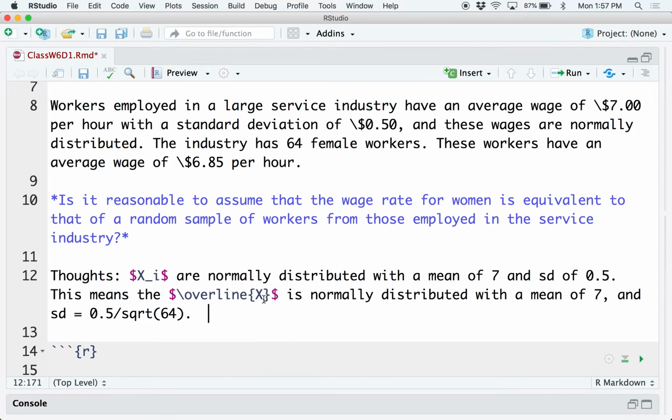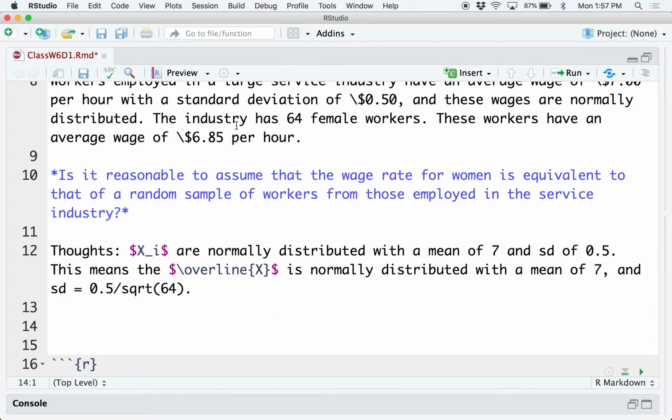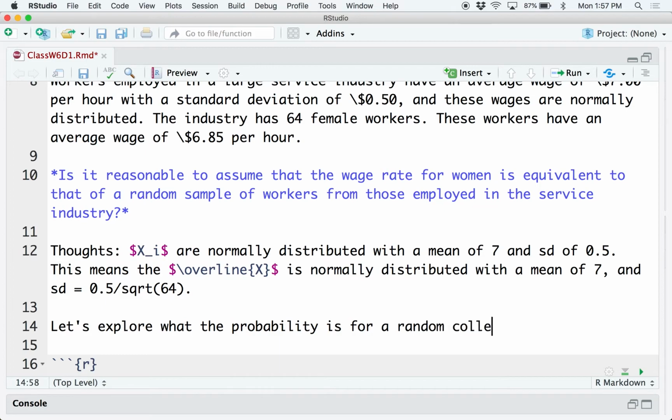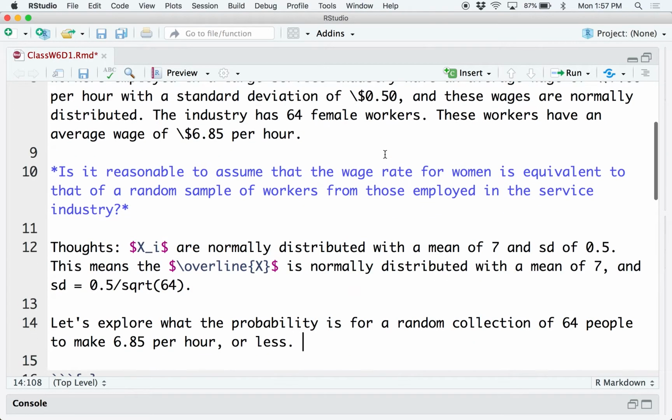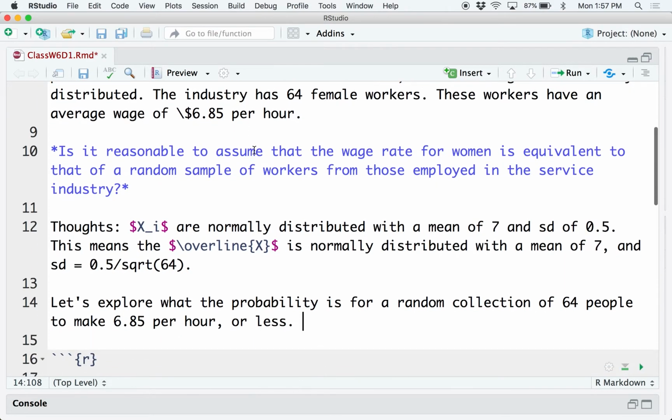Okay? Now here's the idea. If we consider the group of 64 female workers, we know they have an average wage of $6.85. So let's explore what the probability is for a random collection of 64 people to make $6.85 per hour or less. Okay, so our guess here is that in fact the females are biased and they're underpaid. And so we're going to explore, if we were to just randomly select 64 people from this population of workers, what's the probability that they make the same as the group of females or something less?